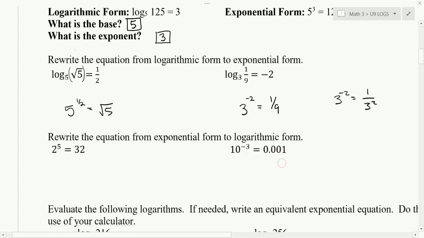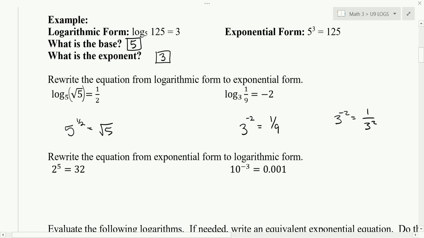Let's go the other direction now. We have the exponential form, and we want to get the log form. So on 2 to the 5th power equals 32, we'd write log. Our subscript would be 2. What would we plug into this function? 32, and our answer would be our exponent, 5. In this one, we have log. Our subscript, or our base, would be 10. We'd be plugging in the 0.001, and our answer would be the exponent -3.